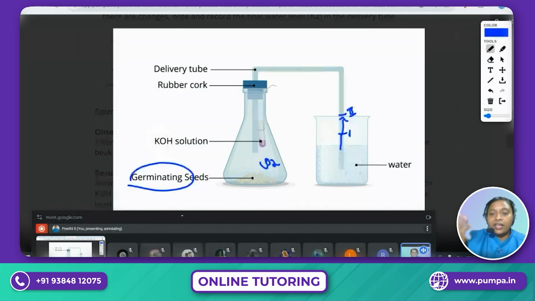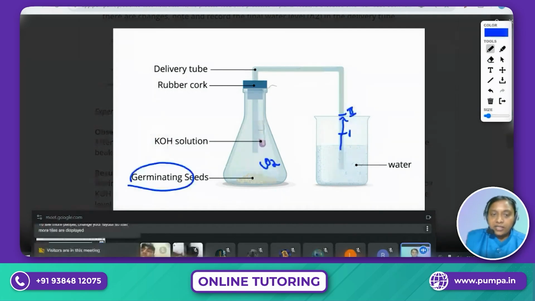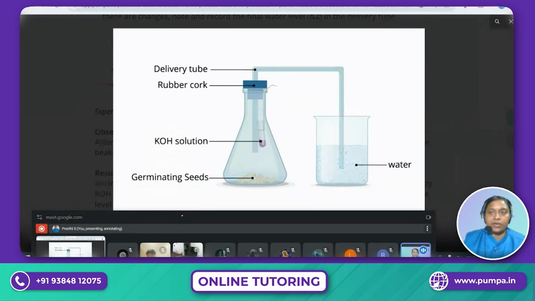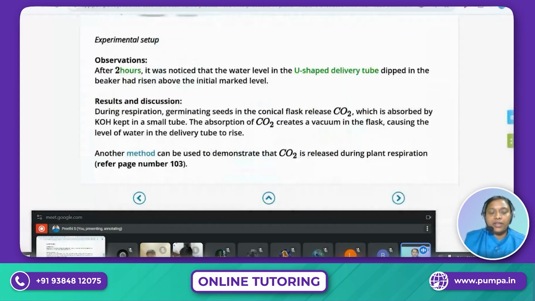The germinating seeds undergo a process called cellular respiration. The KOH solution will be absorbing the carbon dioxide. Okay, everyone. And mostly in MCQs, they can ask what is the use of potassium hydroxide. It will be absorbing the carbon dioxide.